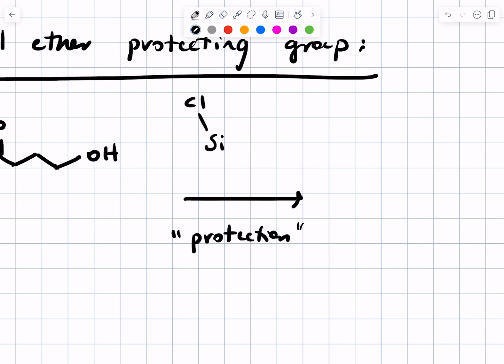So this has a silicon-chlorine bond, and then silicon is making 3 other bonds with carbon. Silicon is one row of the periodic table down from carbon. Like carbon, it can be bonded to 4 different things. That silicon should be sp3 hybridized tetrahedral. I'm just not drawing dashes or wedges because it's not a stereocenter.